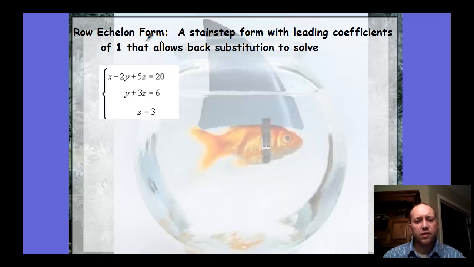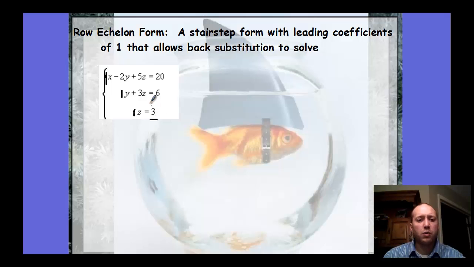Row echelon form is a stair-step form with leading coefficients of 1 that allows back substitution to solve. So here's one that's already in row echelon form. We have a leading coefficient of 1 there, 1y here, and 1z. As we move down these three equations, they have fewer variables. So you have a 3 variable, 2 variable, 1 variable. And so we have z solved for.